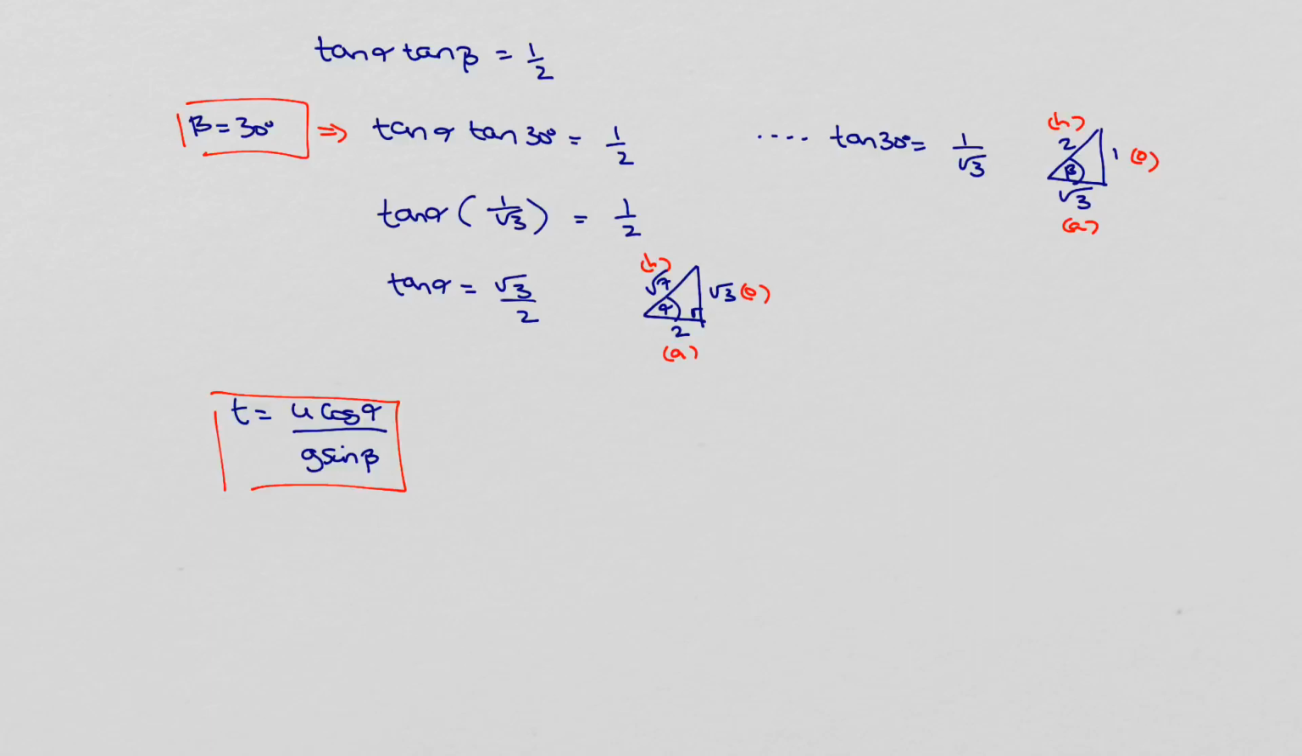So what that allows me to do now is to sub in for cos alpha and sine beta here. So cos alpha is adjacent over hypotenuse, which is 2 over root 7. And sine beta comes from the second triangle here, which is opposite over hypotenuse, which is 1 over 2. So now I have the information that I need to sub in for t here, because it's u times cos alpha, so times 2 over root 7, over g times sine beta, which is 1 over 2.